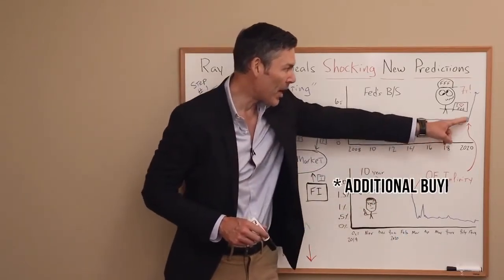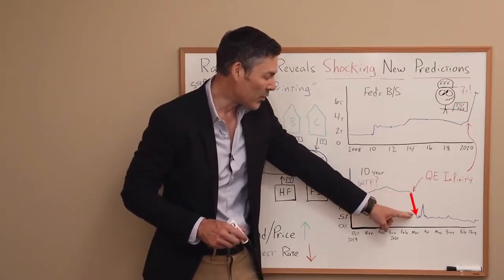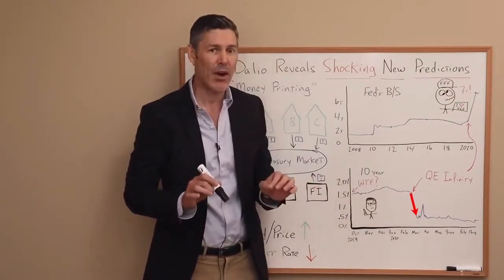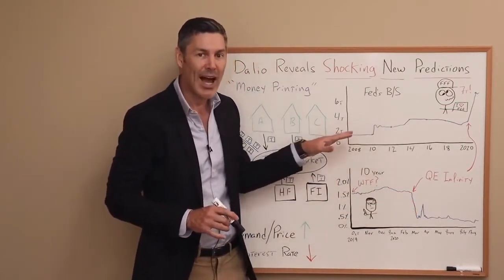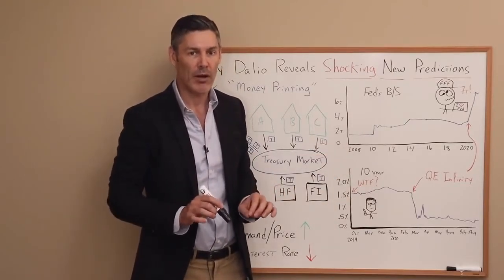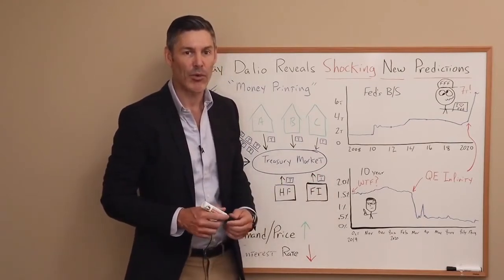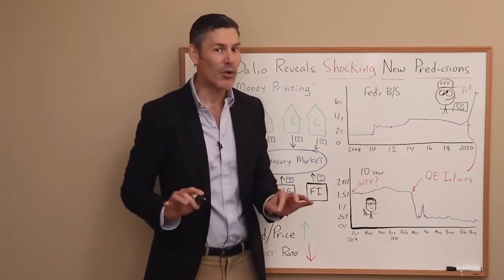So we've got additional buying, additional demand, additional price, and the interest rate goes down at the same time. And I want to be very clear. This is how Ray Dalio sees it. I'm explaining to you what he's talking about, and it's really consistent with how the mainstream media describes it as well. But it doesn't mean that it's totally accurate.